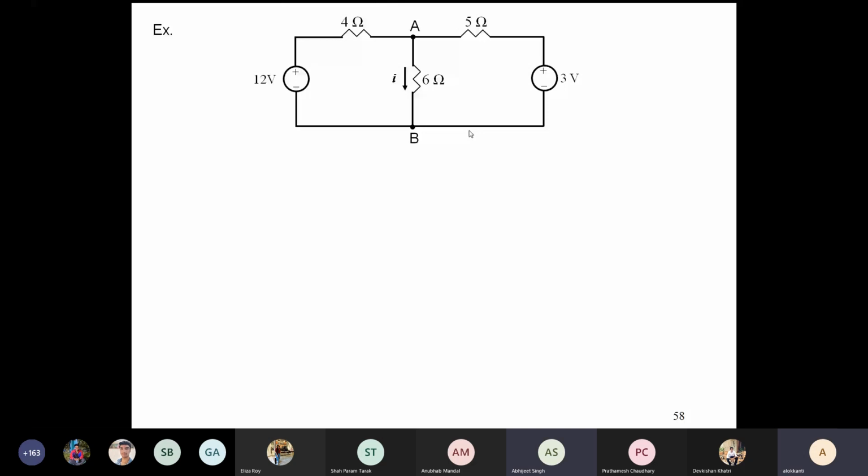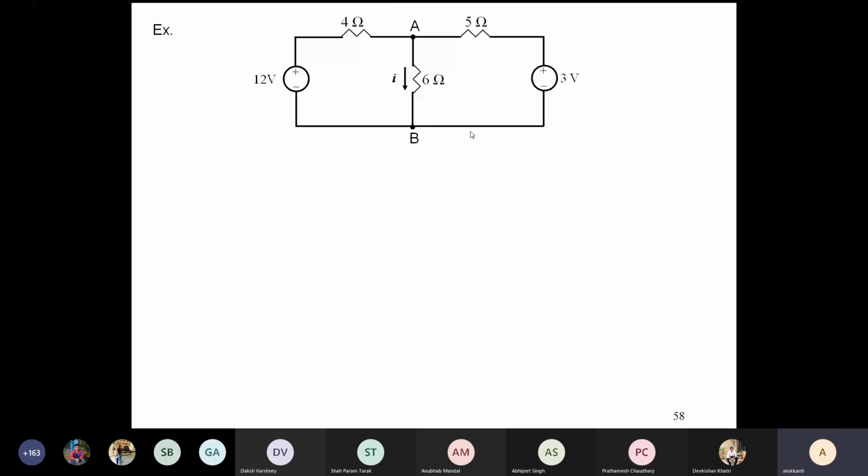Sir, I is 0.9729. No, that is fine. What is VTH, RTH? Not by solving mesh and all. VTH is 8 volt and RTH is 20 by 9. Yeah, but let us solve it. How to get it?